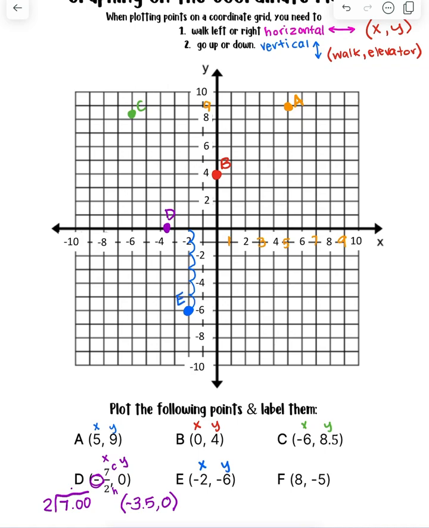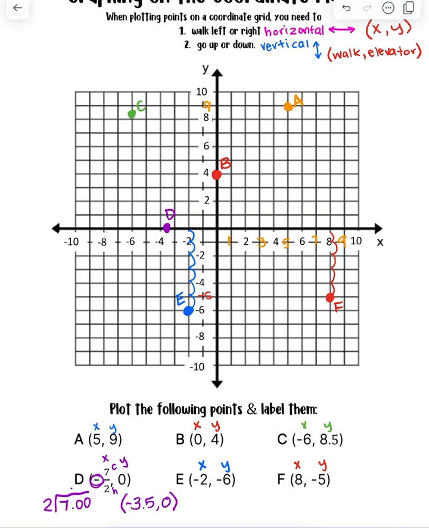And then last one, I have 8, -5. So starting at the origin, I'm going to walk to +8. And then -5 would be down. So I have 1, 2, 3, 4, 5. And then we can even go over and check. That would be -5. Perfect. So that is F.